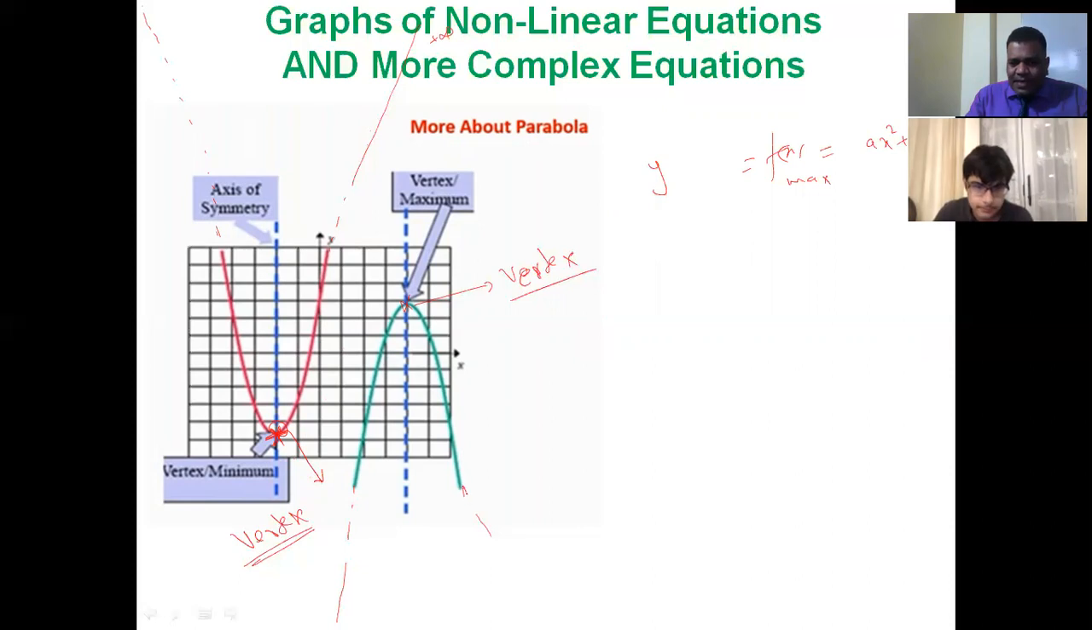Similarly, in the second case, you can see it's going down, down, down. So what is f of x min in this case? That is minus infinity, because it's going extreme down, right? And what is the max value? The max value is here: whatever the y coordinate of this vertex is, that is going to be the maximum value in this case.